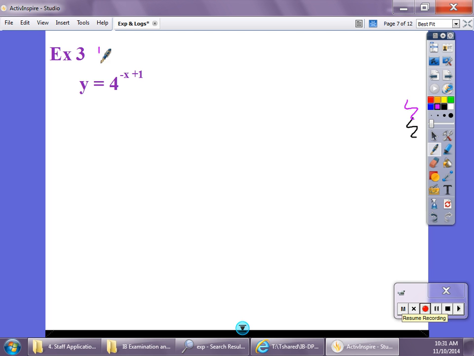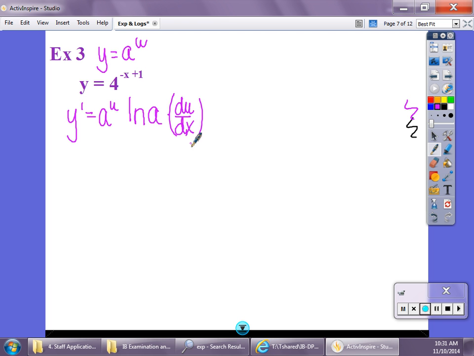Okay, so we identified this as y equals a to the u. So the derivative of a to the u is a to the u natural log of a times the derivative of the inside, du dx, right? So y prime equals 4 to the negative x plus 1 natural log of 4 times negative 1. Now, can I put anything together here?